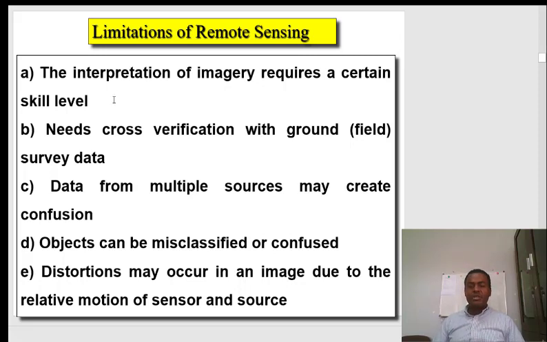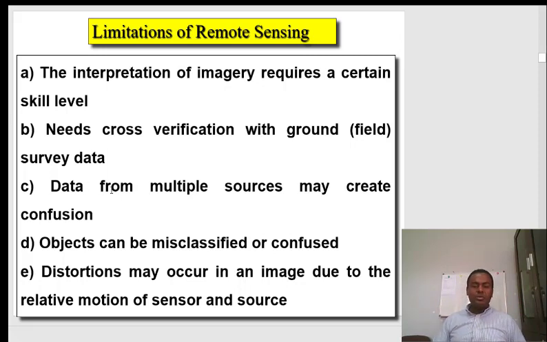One of the limitations of remote sensing is that the interpretation of satellite imagery requires a certain skill. The way you extract information differs from person to person, depending on the skill of the expert. Another issue is that remote sensing needs cross verification with ground truth data. There is a saying that remote sensing without field verification is non-sensing. That means remote sensing always requires field verification or field data.